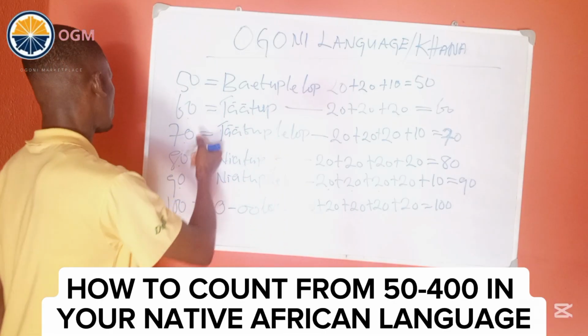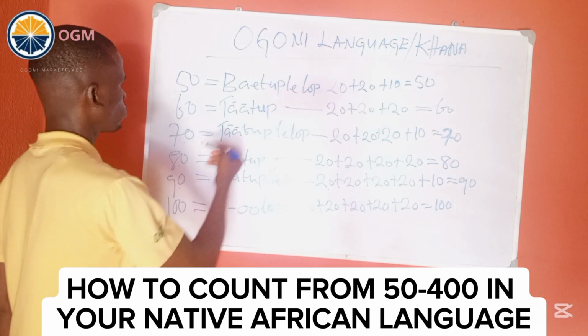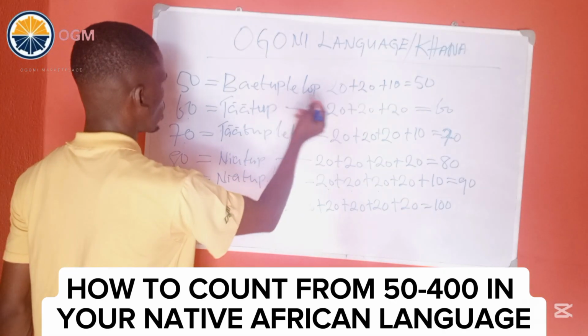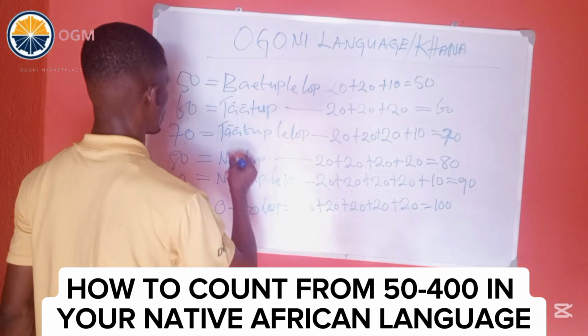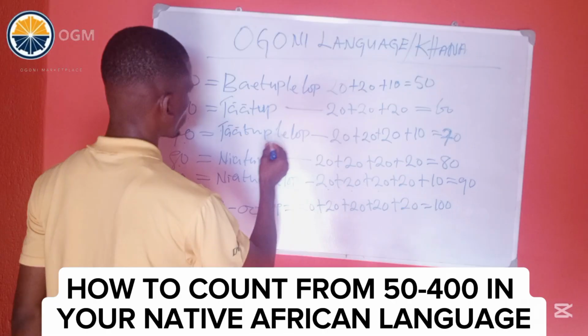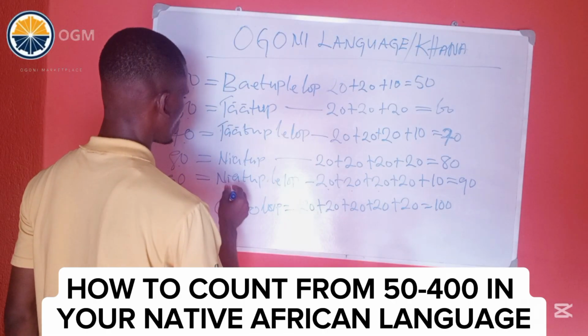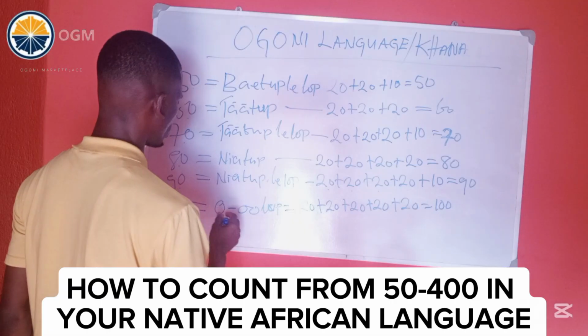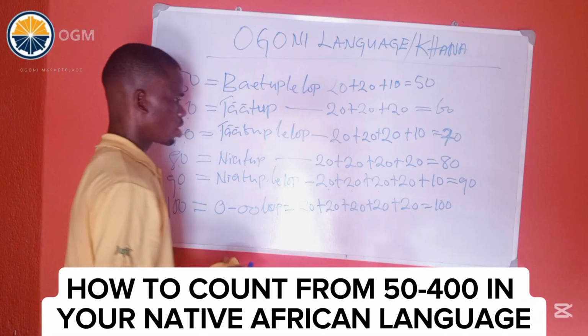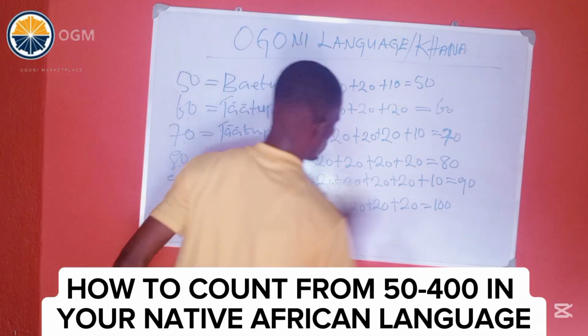50, 60, 70, 80, 90, and 100, which is batup lelo, tatup lelo, niatup. Here you have 90, which is niatup lelo, and you have 100 here, which is 002. Let's go over to the next one.